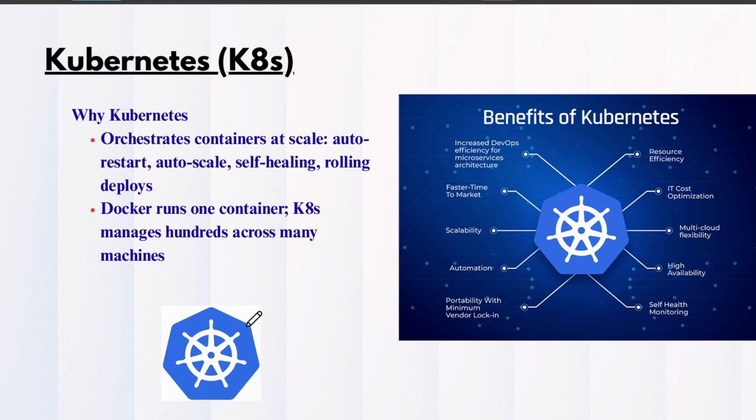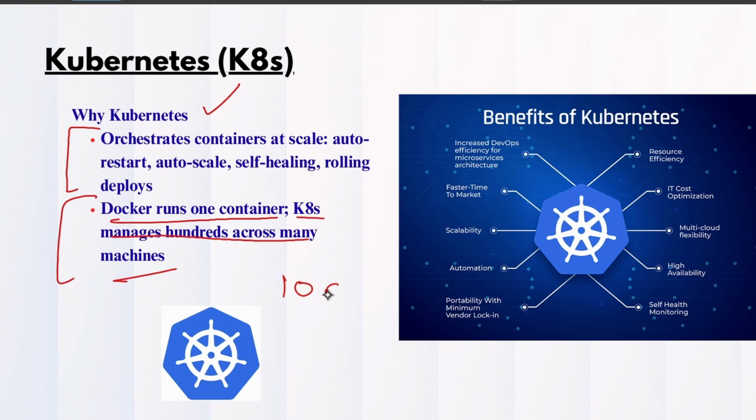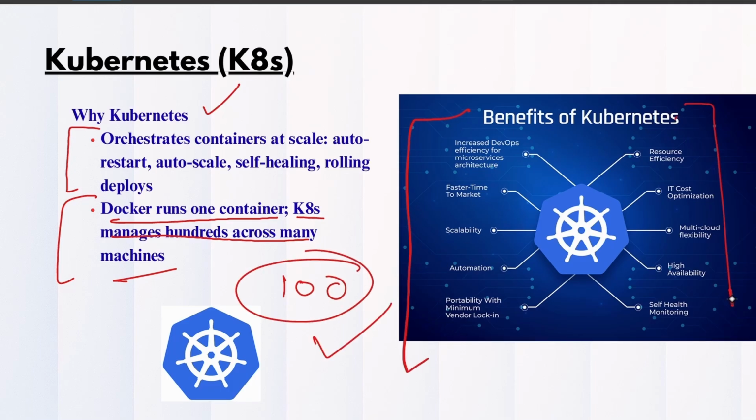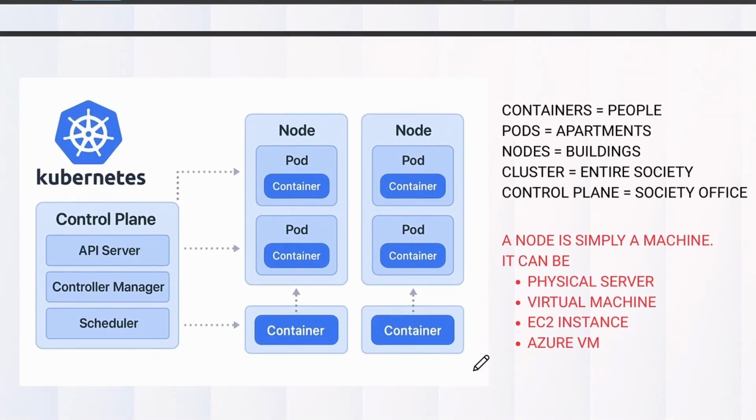So if I come back, you can see it's saying why Kubernetes. Kubernetes is a container orchestration tool. Docker runs only one container, whereas Kubernetes manages hundreds across many machines. So we can run hundreds of containers at a single time. You can see all the benefits of Kubernetes, why we are using it, and so much more, to maintain multiple services, which we have already understood.